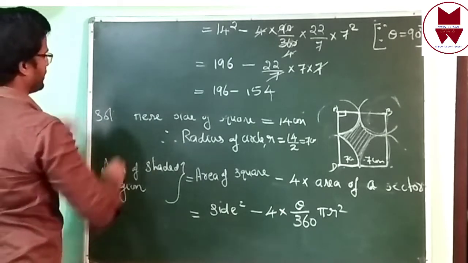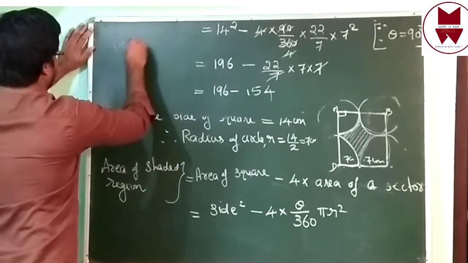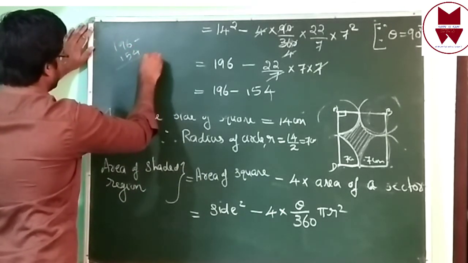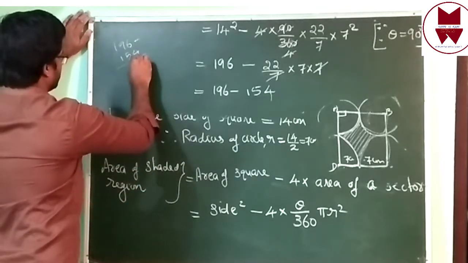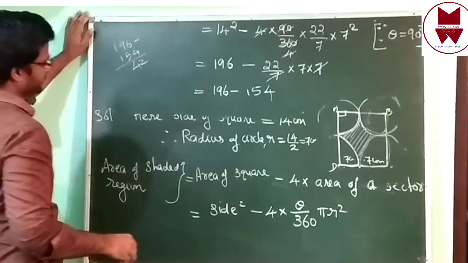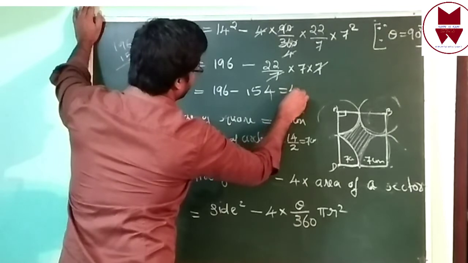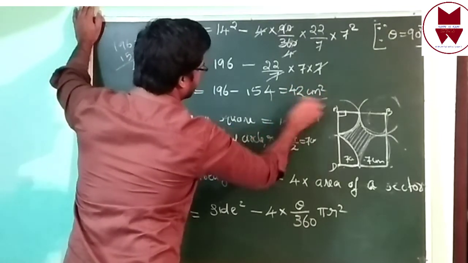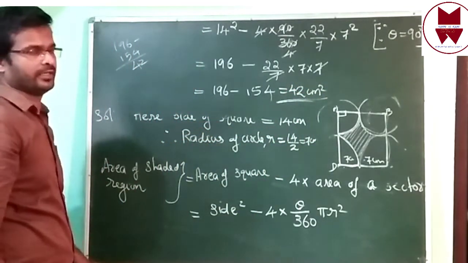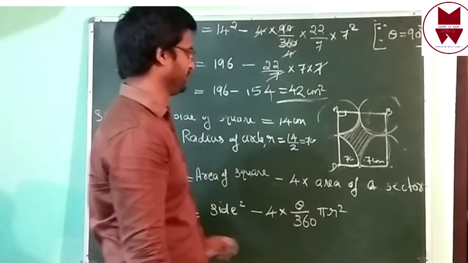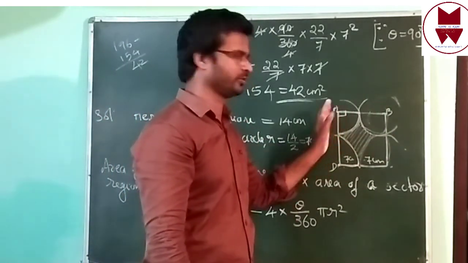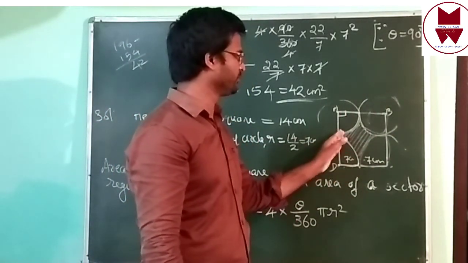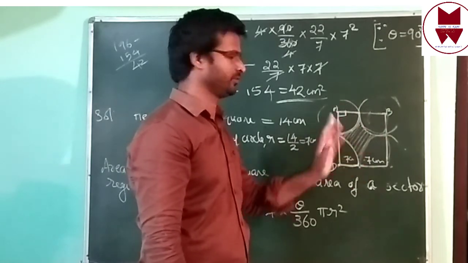196 minus 154, we'll get 42 centimeter square. That's our area of shaded region. Nothing else is there. First find out area of the square, then subtract area of these 4 sectors, 1, 2, 3, 4. You get the answer.